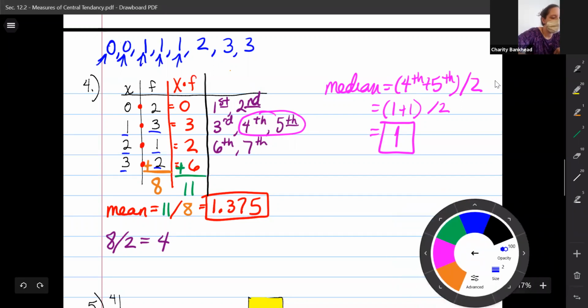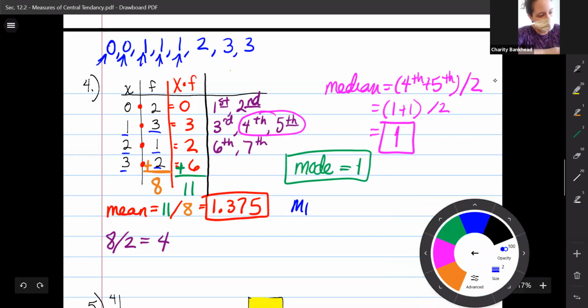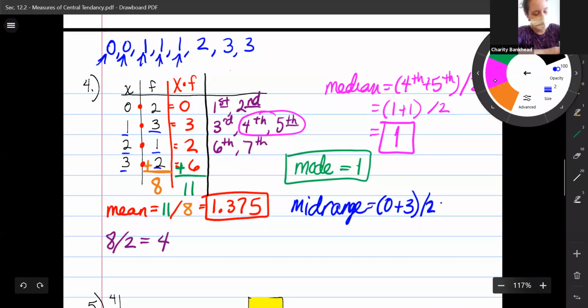So the mode in this case would be 1 because it has the highest frequency. And then the mid-range, 0 plus 3 divided by 2. That's 3 divided by 2, which is 1.5.